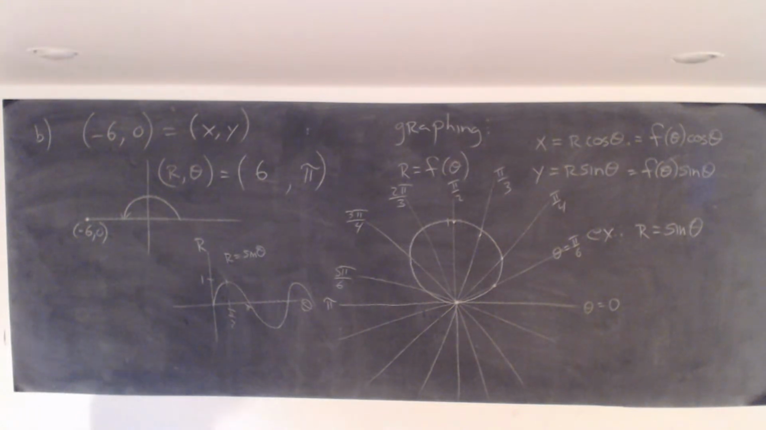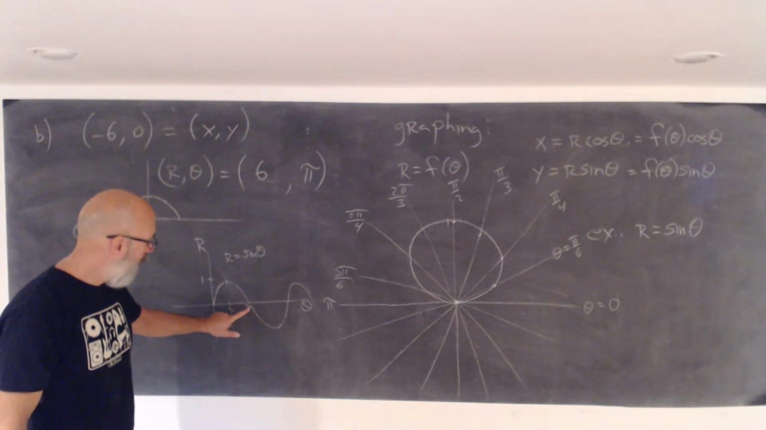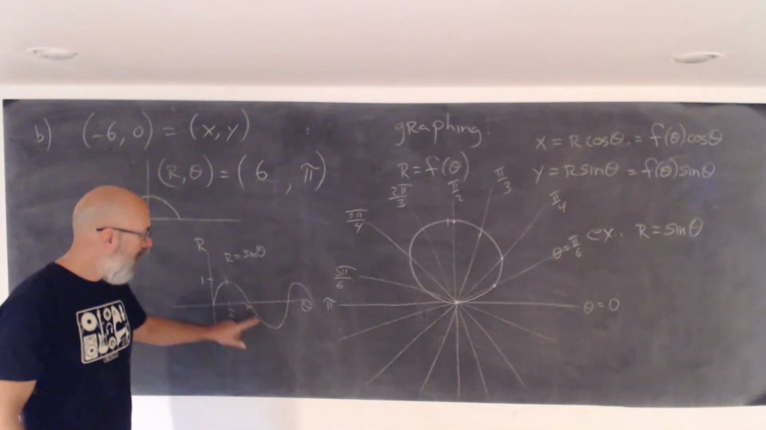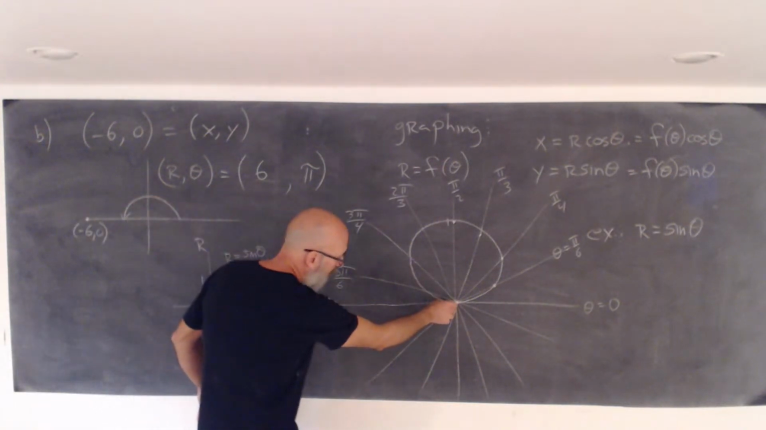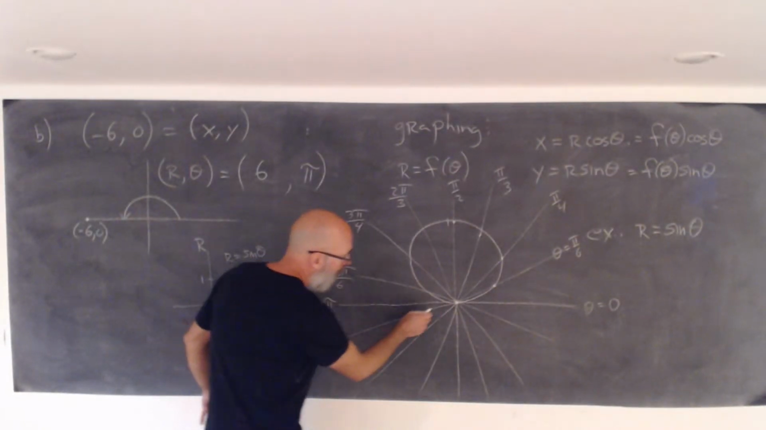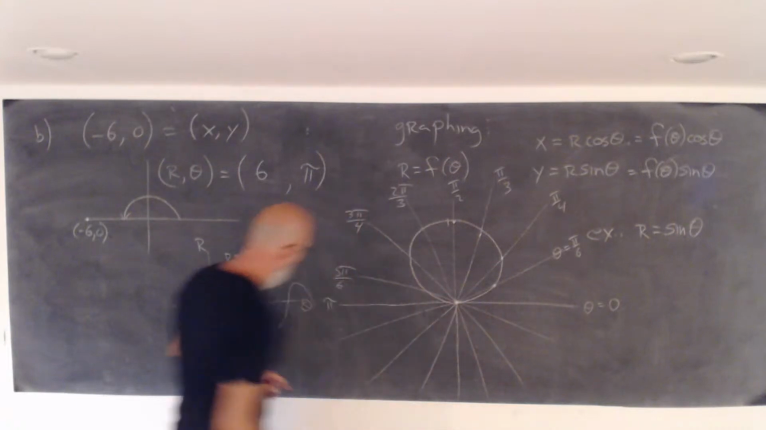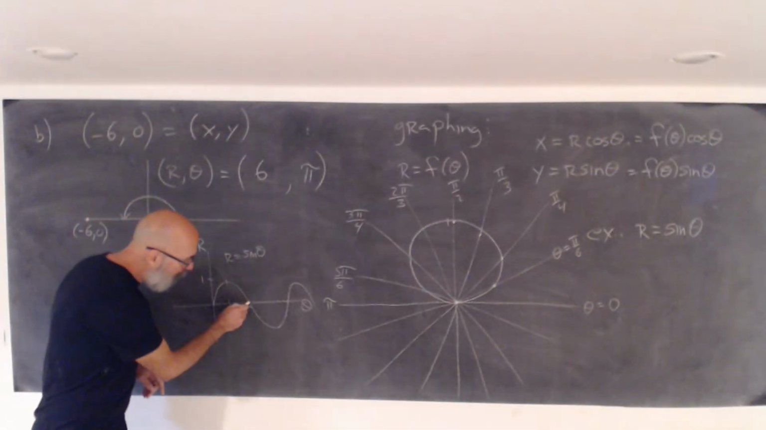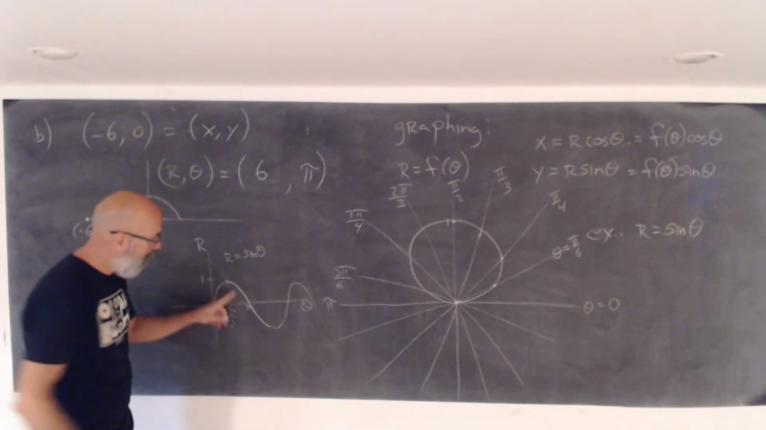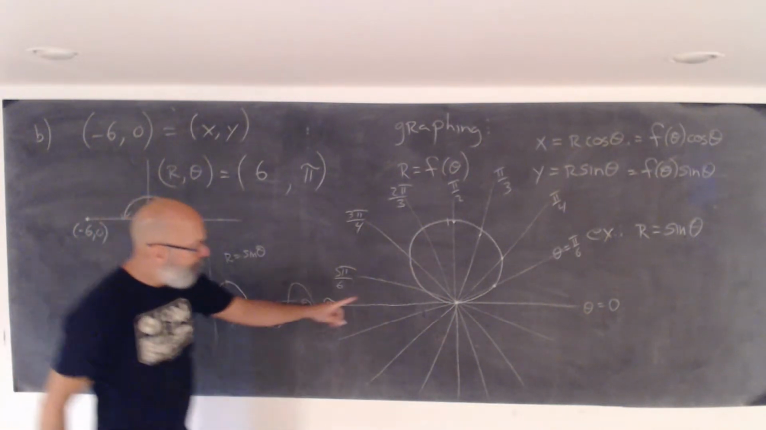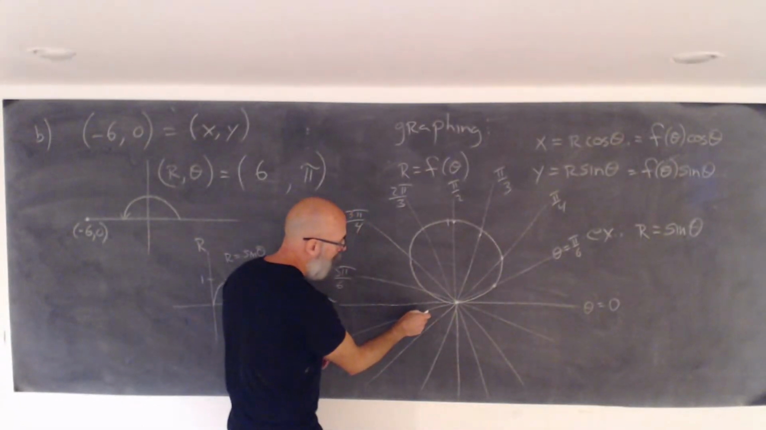What about after? What happens after pi? After pi, sine is now negative. So instead of graphing it in this positive direction, you're going to graph it in the opposite direction. Again, with the same symmetry, right? This piece is the same as that piece. So it's going to overlap exactly the same, right?